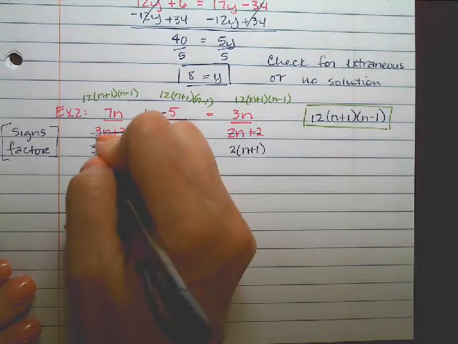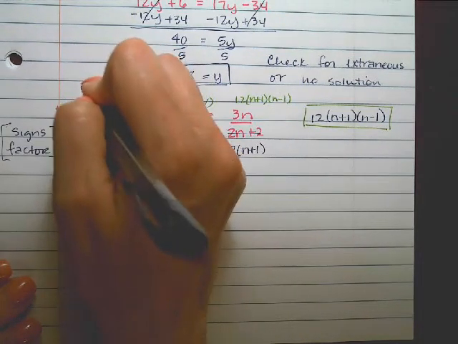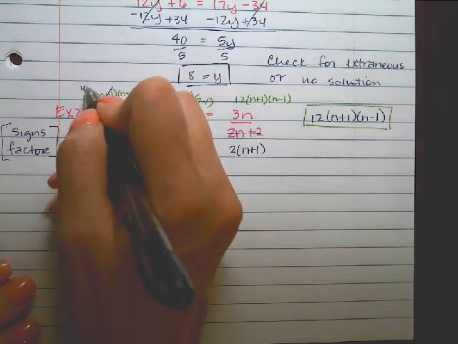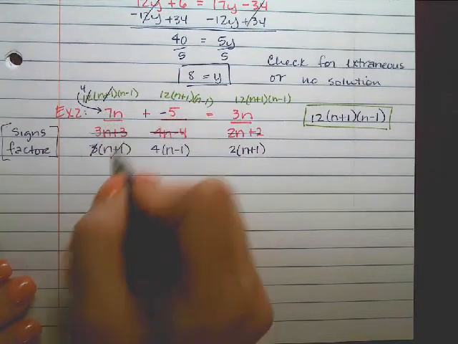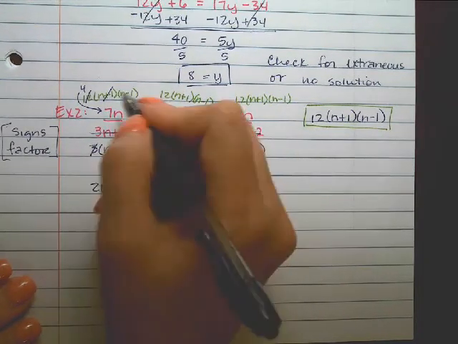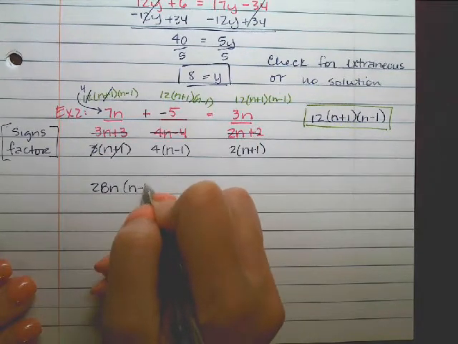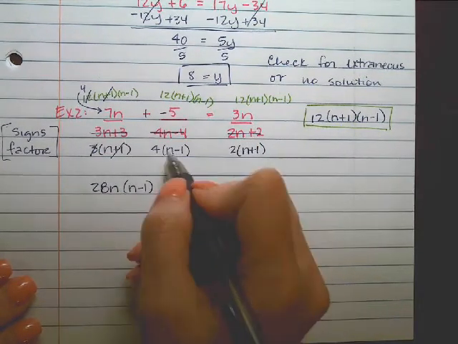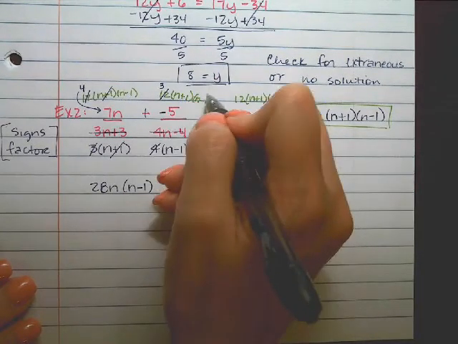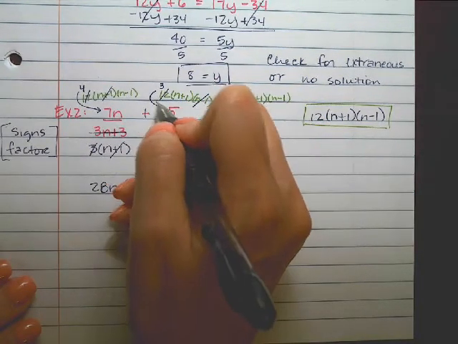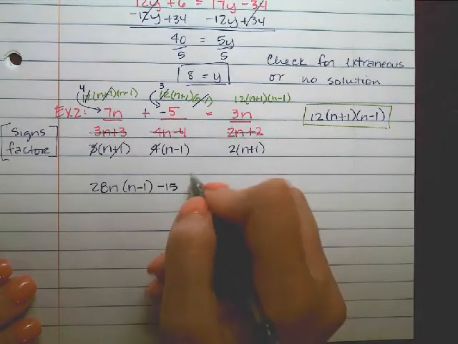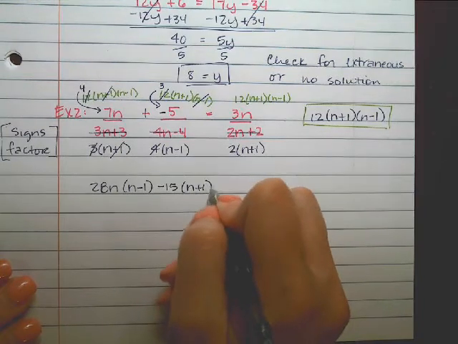So 3 goes into 12 4 times, and then the n plus 1s cancel out. So we have 4 times 7n. We can multiply that together and get 28n. And then we also have the n minus 1, which is still there. Next one. 4 goes into 12 3 times. N minus 1 cancels out. So you have 3 times negative 5, which is negative 15. And you have the n plus 1 left.